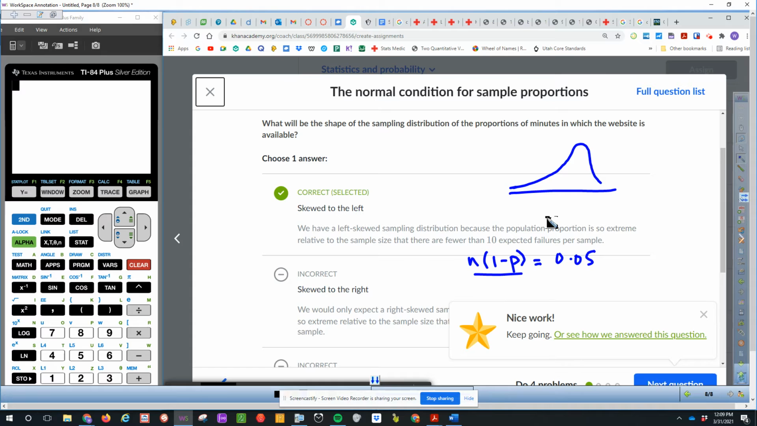Every time you have more success than failure, it is skewed left. If you have more failure than success, it is skewed right. Right? So let's go on.